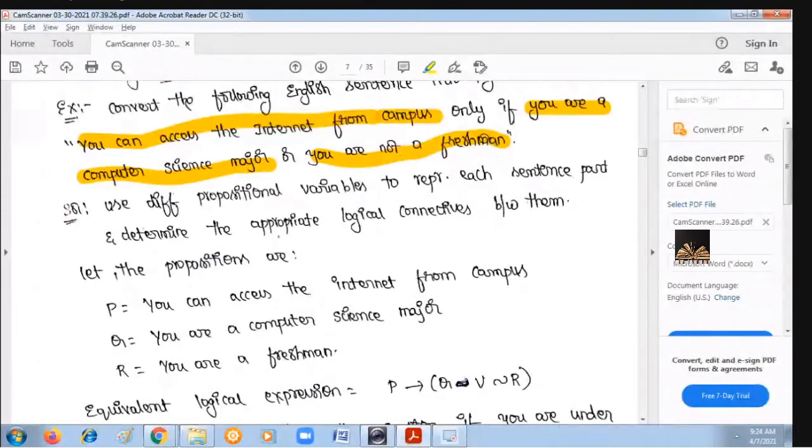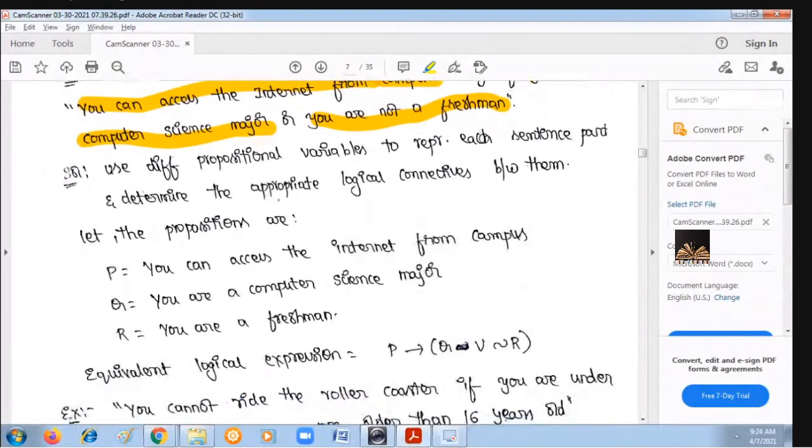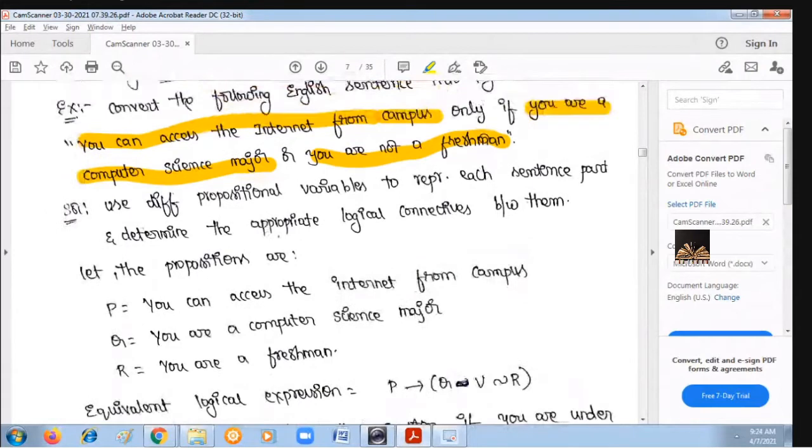Right? Now, you need to get the equivalent expression. So what is this here? Only if. Only if. If. That means you can get the internet, and to get the internet, what is the condition to be satisfied?